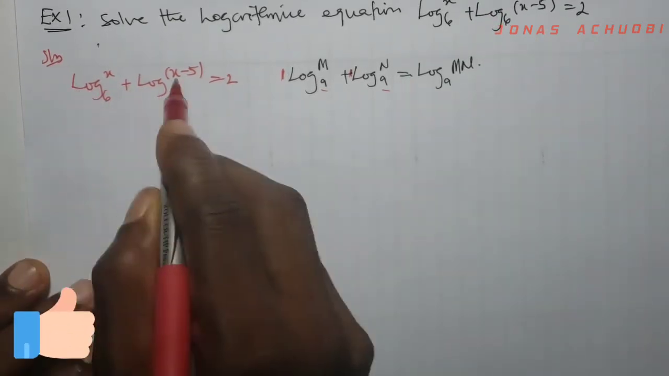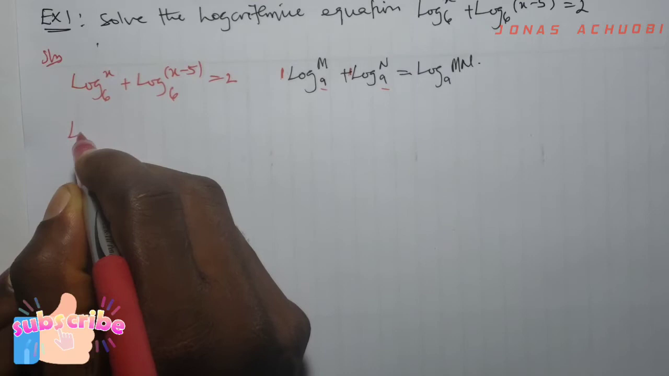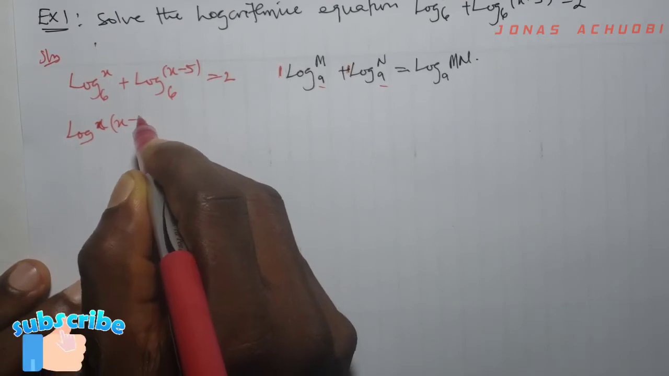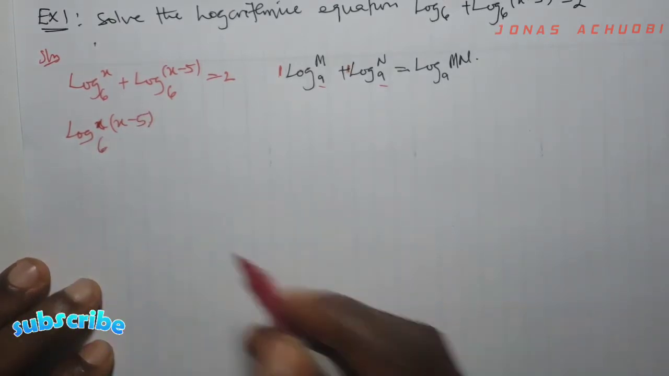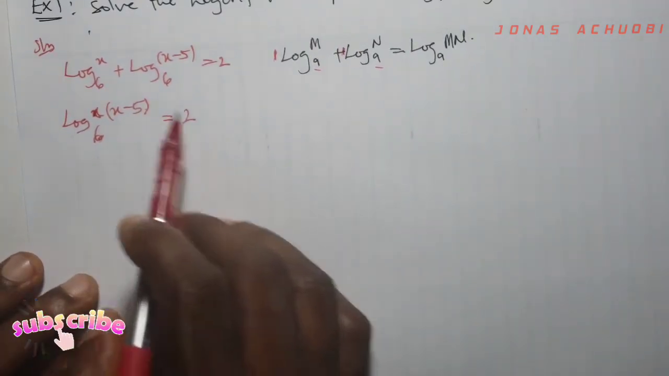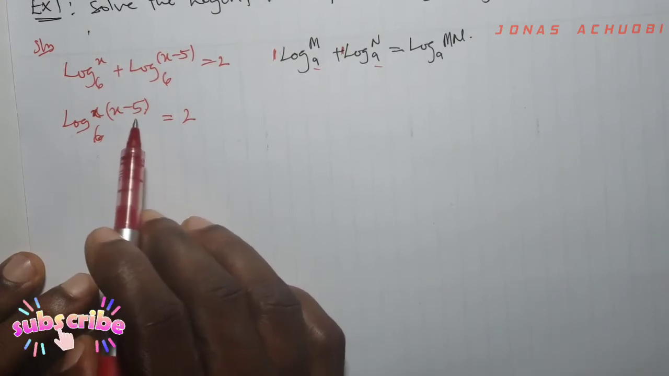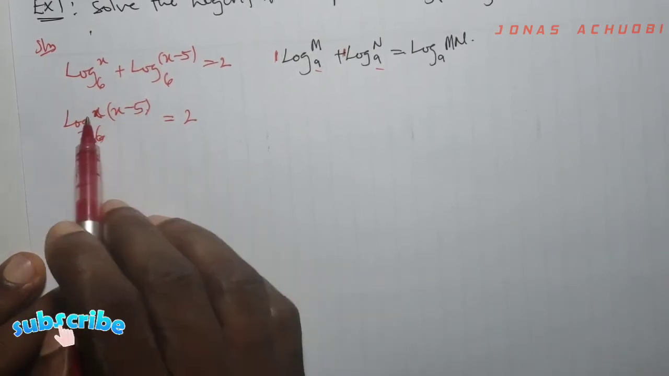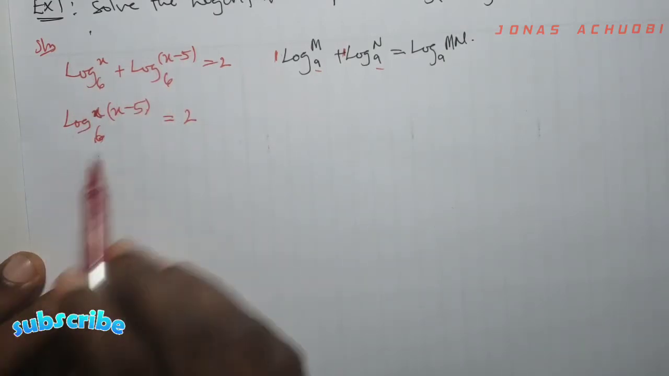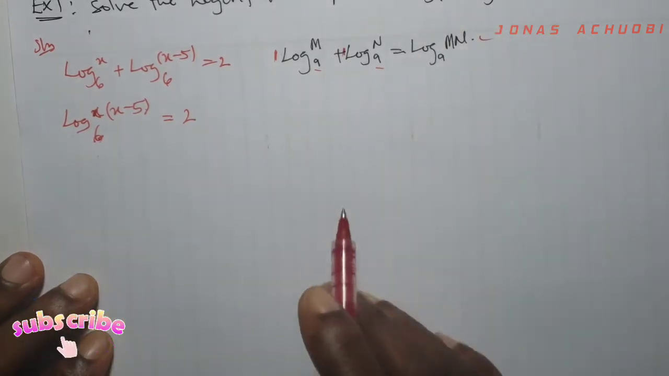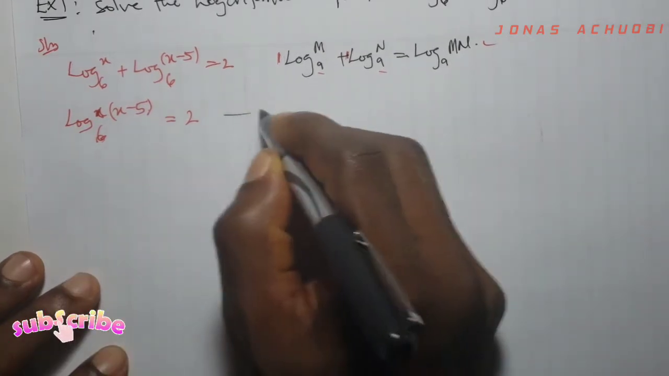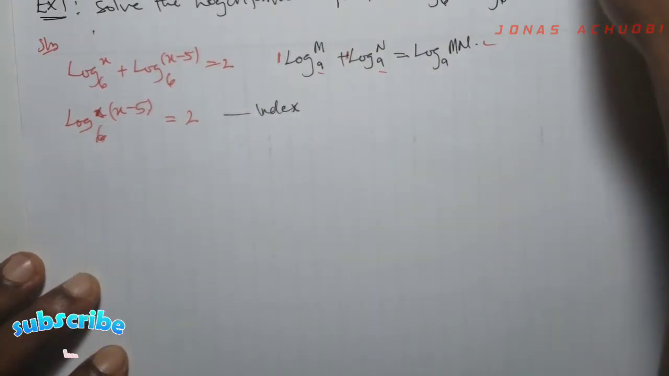So by this law, I can write the left-hand side of this equation as the logarithm of x times x minus 5, all to base 6, since the bases are the same, equal to 2, the right-hand side. The next thing I want to do is, once I've gotten my log on one side as a single term like this, here there were 2 terms of log, the aim was to bring them together and have a single term of my logarithm, which I've succeeded in doing using law 1 of logarithms. The next thing you want to do here is to change this log form to index form. Change from log form to index form.